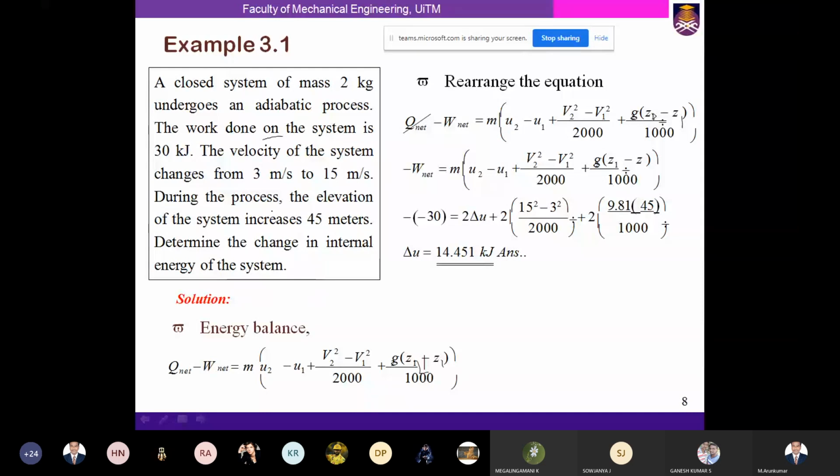So here there is no heat flow. In the remaining equation, we have the value for W net, that is minus.